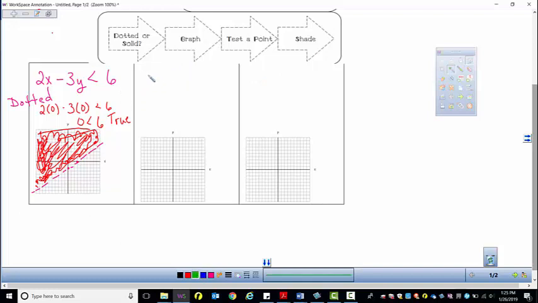All right, let's try another one. Let's try x minus 4y is greater than or equal to negative 8. So it's in standard form, and then I need to decide, is it dotted or solid? This one's going to be a solid line because it has the equal. I'm going to graph negative 8 divided by 1 is negative 8 on the x. Now for the y, negative 8 divided by negative 4 would be positive 2. And then you have to draw that line in.